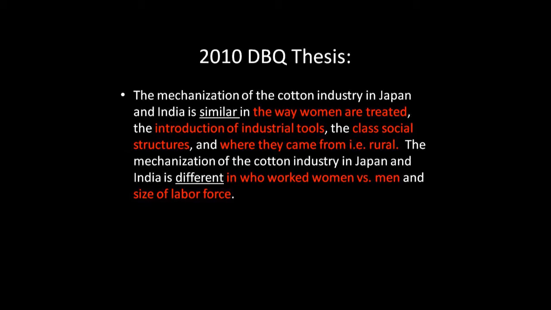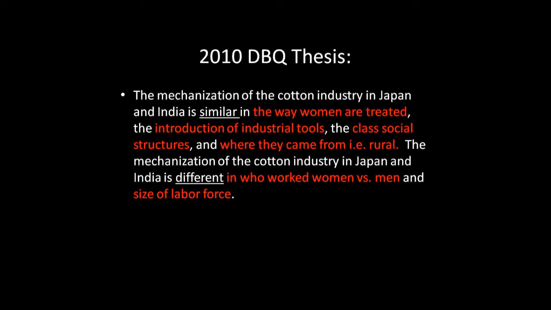The mechanization of the cotton industry in Japan and India is similar in the way women are treated, the introduction of the industrial tools, the class social structures, and where they came from, i.e. rural. The mechanization of cotton industry in Japan and India is different in who worked, women versus men, and the size of the labor force.